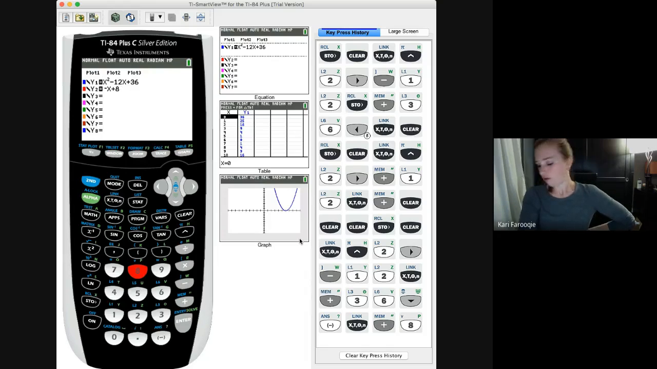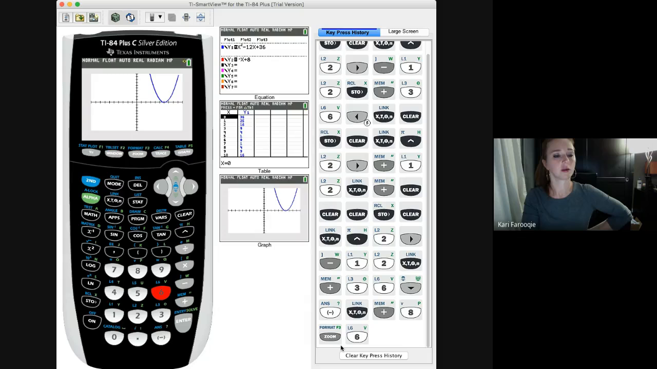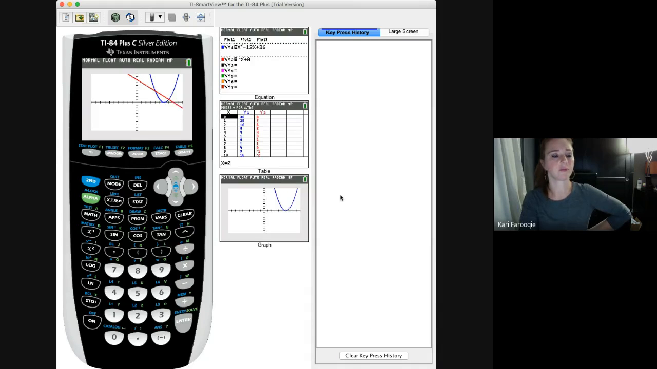Okay, now we're going to graph them, and our solutions are 7, 1, and 4, 4. So a standard zoom should be good here. Oh my gosh, look at my key history. Wow, that's insanity. I'm going to clear it because it looks nuts. Okay, so there's our graph.